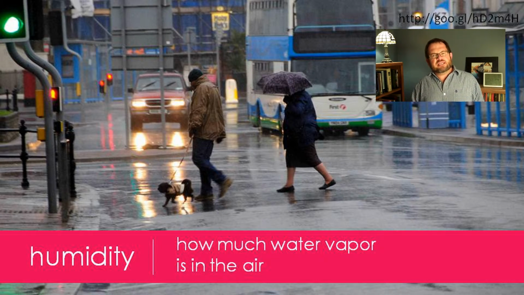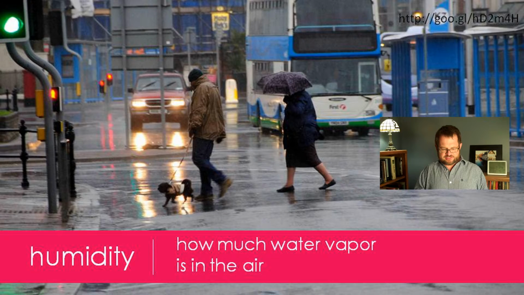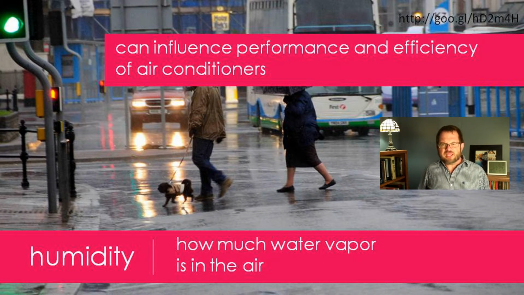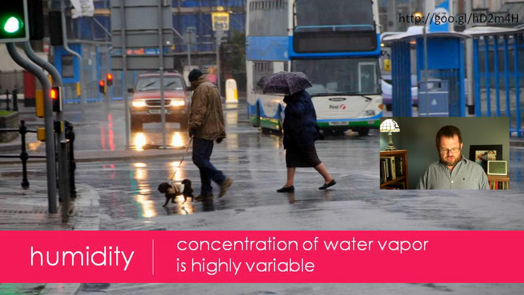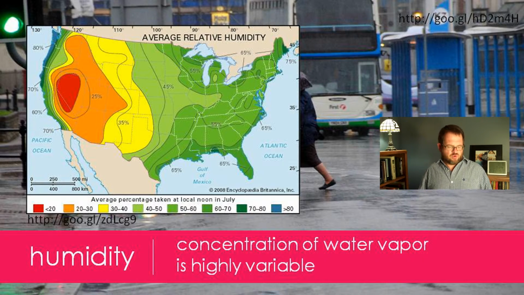It can have some effect on yield because, for example, air conditioners get a great deal less efficient as it gets very humid. But the extreme variability of water vapor concentration does add a real wrinkle in meteorology. To give you a sense of the flavor of the problem, here's a map of average relative humidity in America, in July at noon.